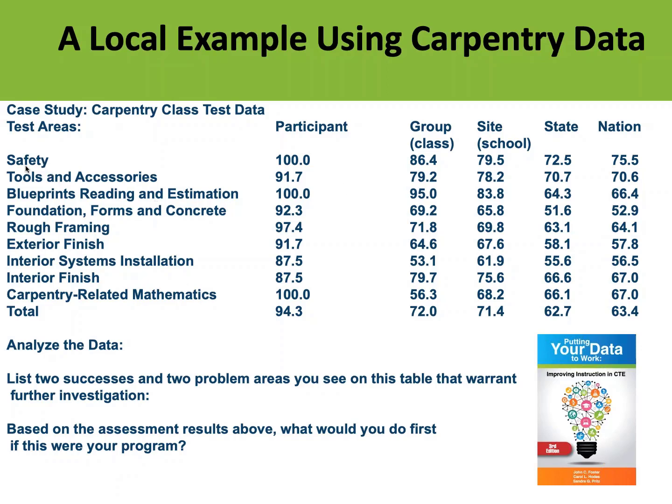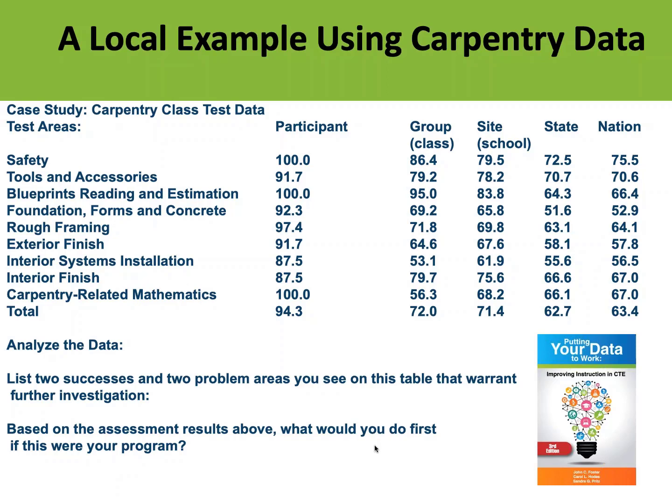So what you're looking at here is the major standards within the carpentry credential. There's safety, there's tools and accessories, there's blueprints and reading, foundation forms, et cetera, et cetera. And what you're looking at is a group score here and a site score, a state score, a national score. Again, let's forget about the participant score for the time being.